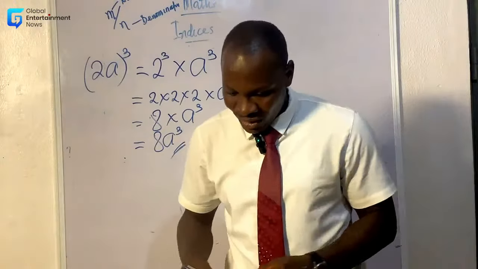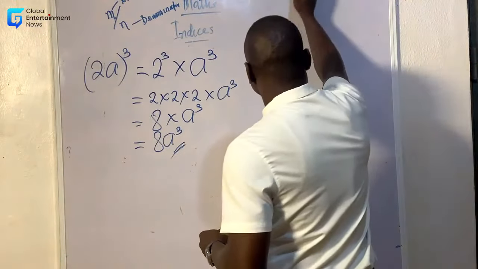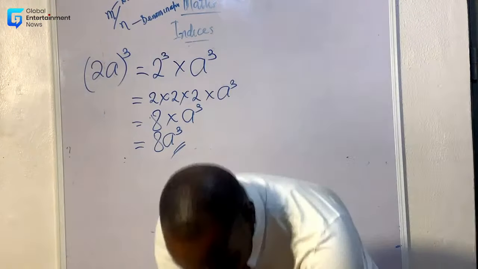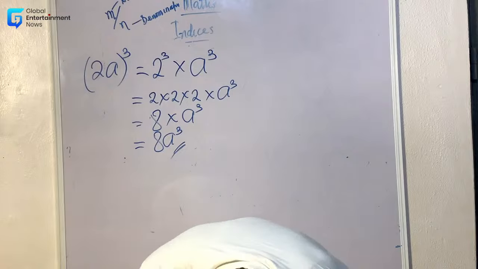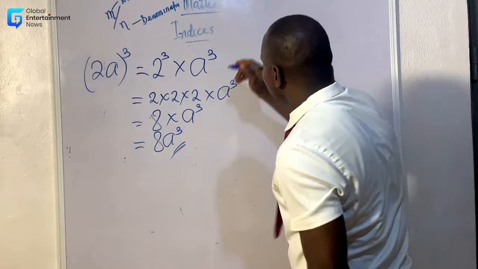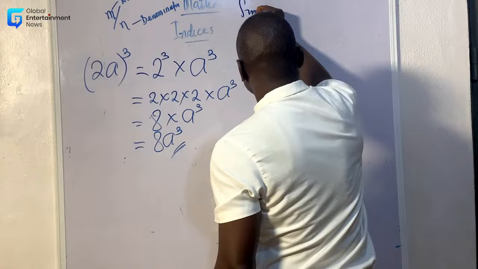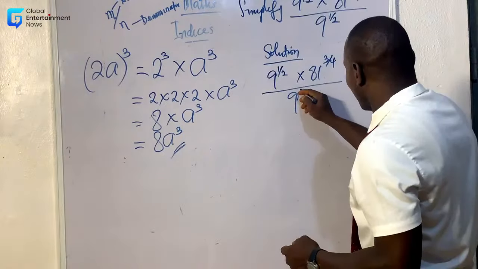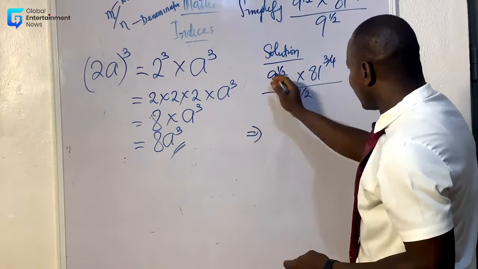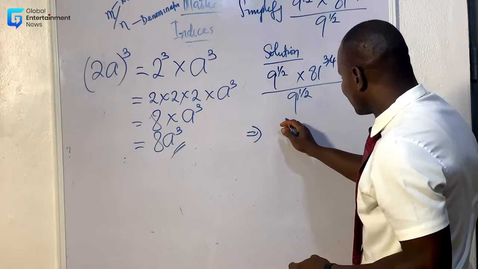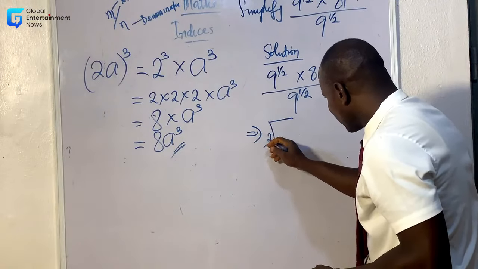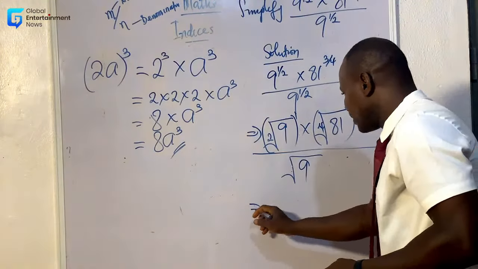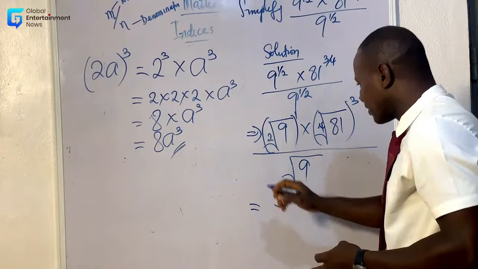Now, let's look at this question. The question says, simplify 9 raised to power one half, times the fourth root of 81. Write your question in your solution. Then we call this the second root, the second root of 9. So what is the second root of 9? We have 3. Yes, correct.